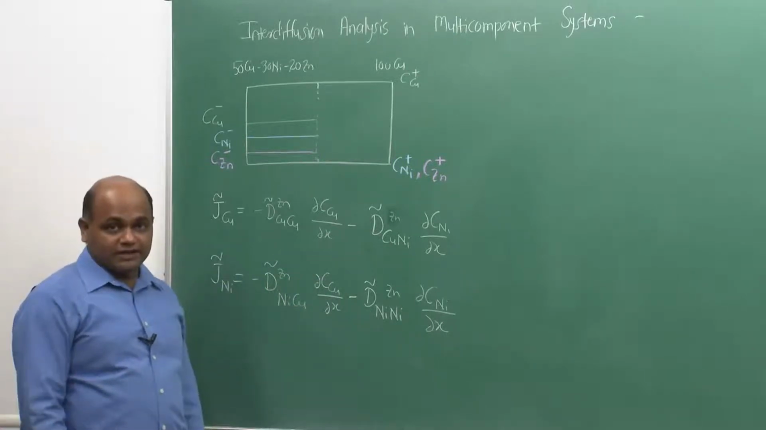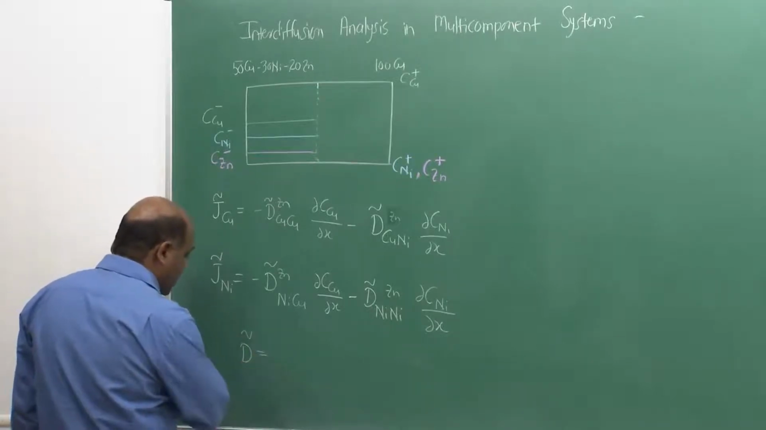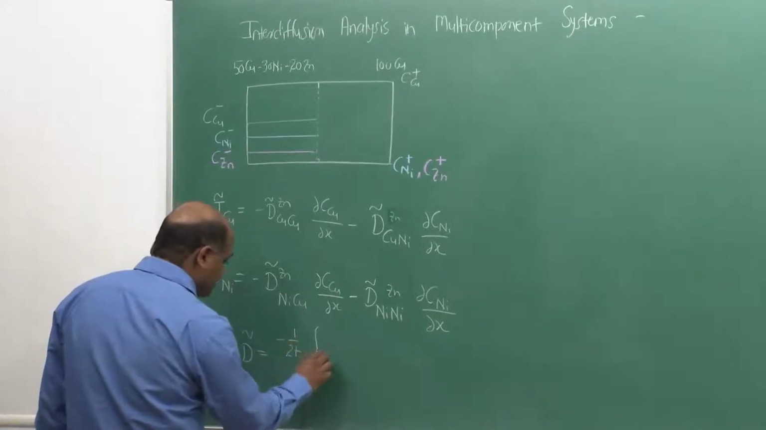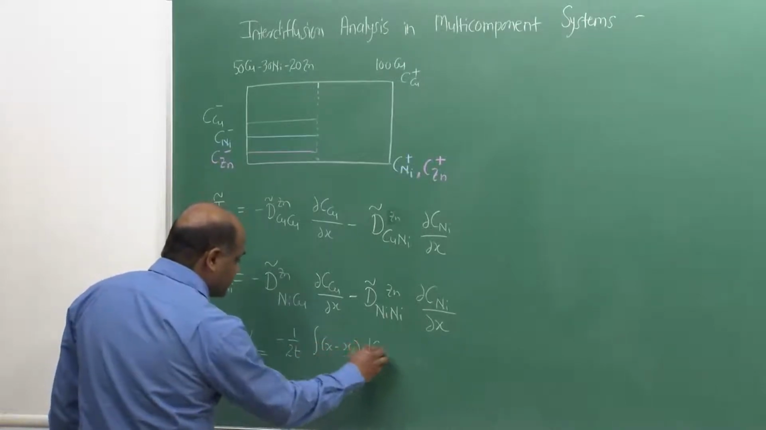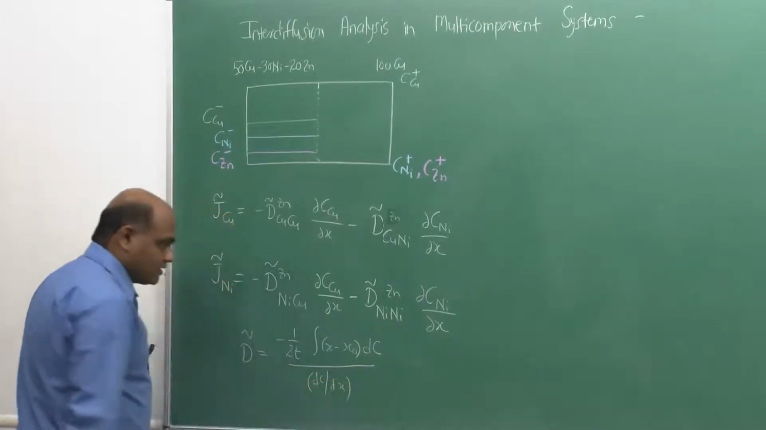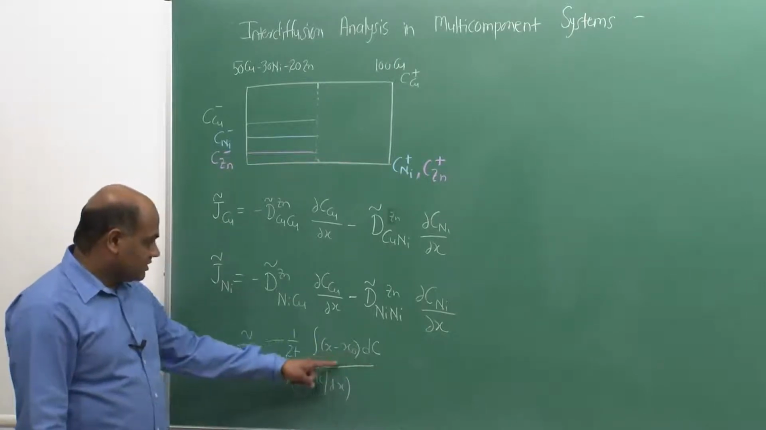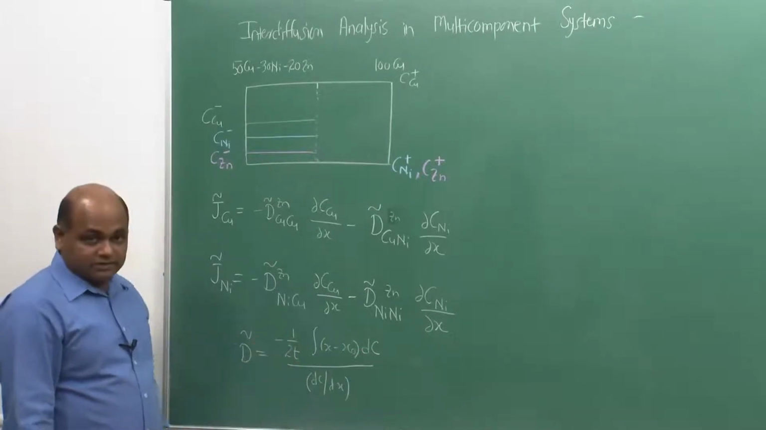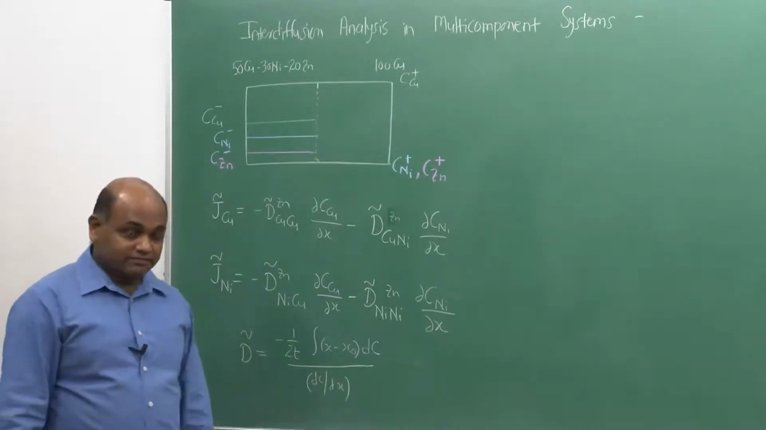How do we find this? For binary, we use the formula D tilde equal to minus 1 by 2 T integral x minus x naught dc divided by dc by dx. So, if we compare with Fick's law, this straight away tells me that the numerator is nothing but the interdiffusion flux, but this is for binary system that we had derived.